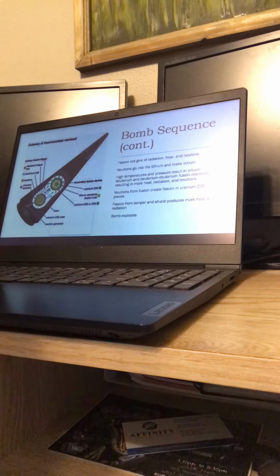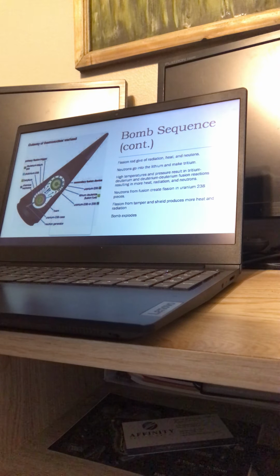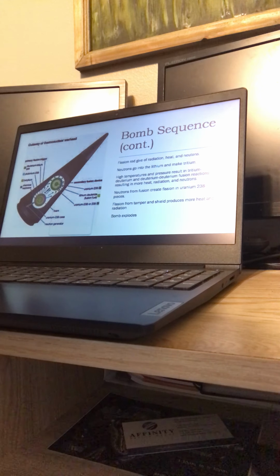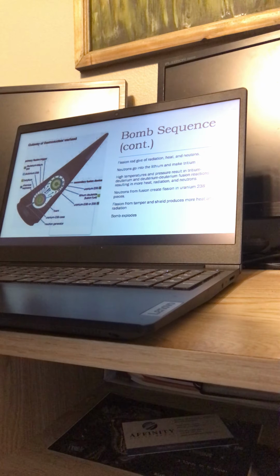Okay, so the fission rod gives off radiation, heat, and neutrons. The neutrons go into the lithium to make tritium. Higher temperatures and pressure result in the tritium-deuterium and deuterium-deuterium fusion reactions, resulting in more heat, more radiation, and more neutrons. The neutrons from the fusion create fission in the uranium-238 pieces, and fission from the tamper and shield produces more heat and radiation, and our bomb explodes.